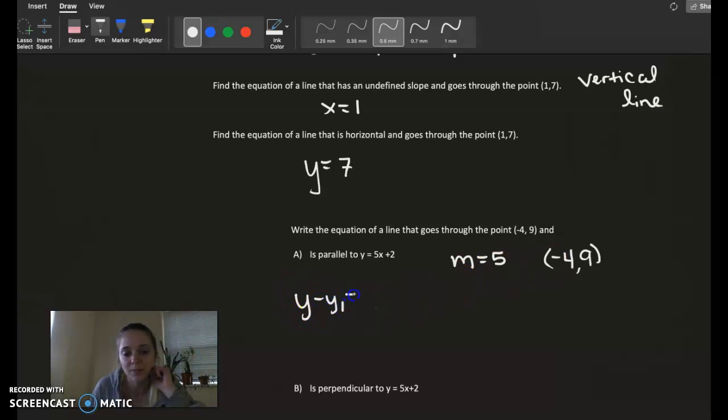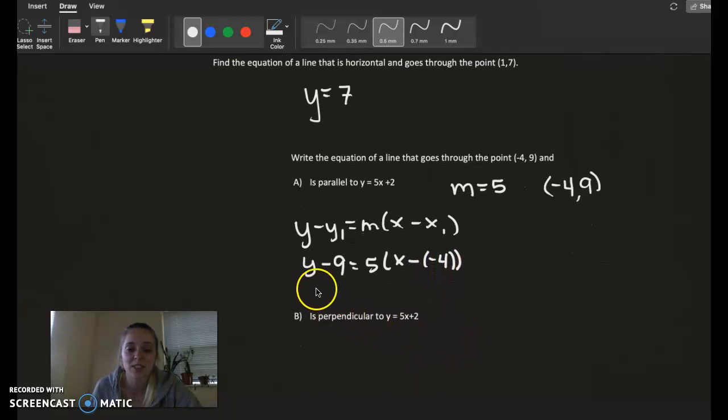So we have a point and a slope, which hopefully tells you that we should be using the point-slope formula. So we'll go ahead and just plug numbers into it and try to simplify as much as we can. So we would have y minus 9 equals 5 times x minus a negative 4. Remember, minus a negative is the same as plus a positive.